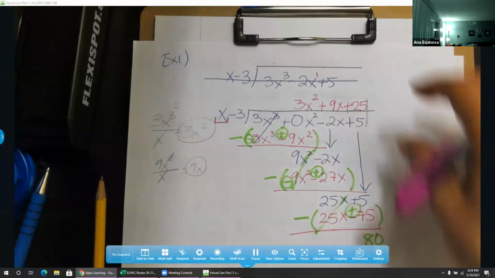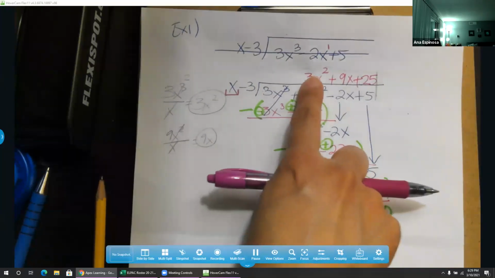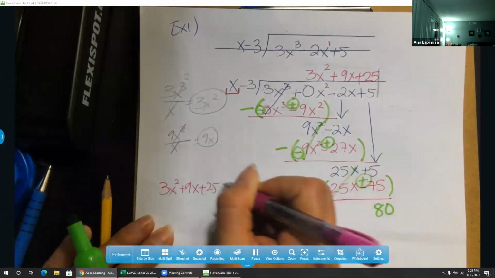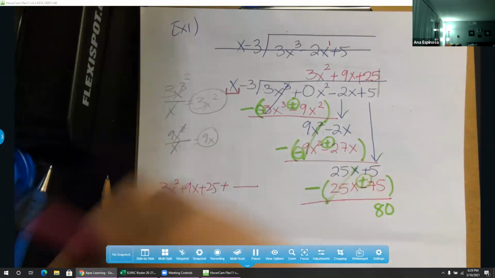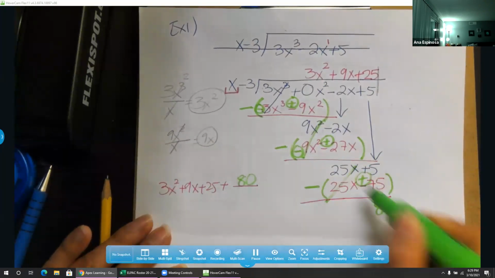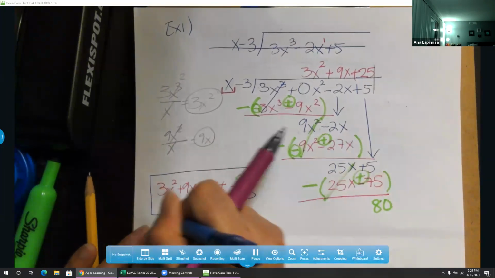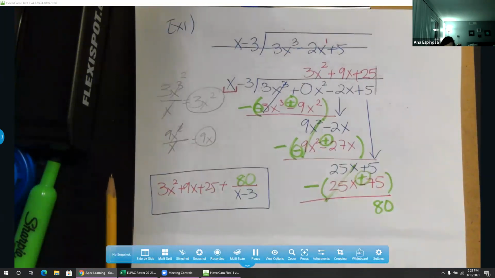So the way you would write your final answer would be this top, 3x squared plus 9x plus 25, plus my remainder, I'll put it in the same color, over my divisor. Okay, and that is that. If you had a remainder of 0, you just wouldn't write it, because it would be 0. This is the longest part of this chapter, the long division. Synthetic division is easier. It's just a little complicated to understand.